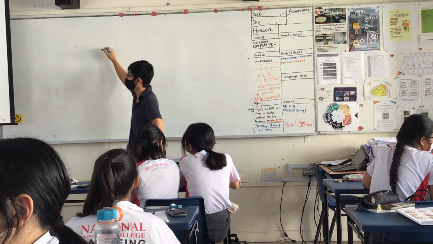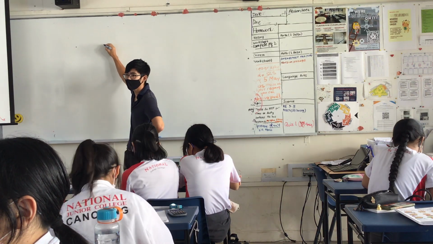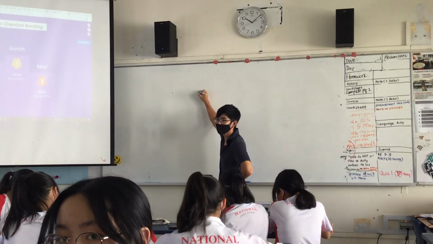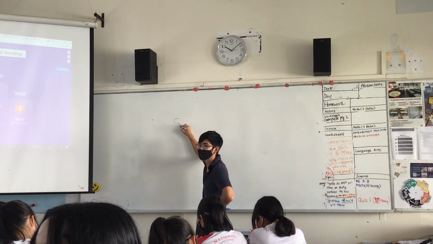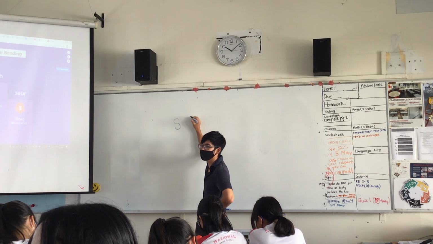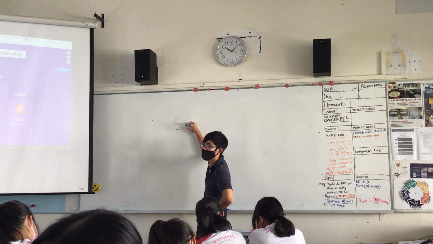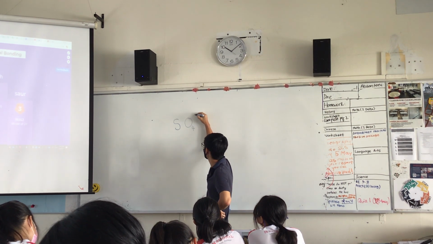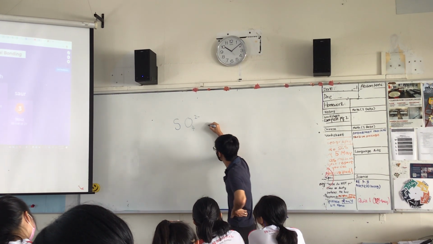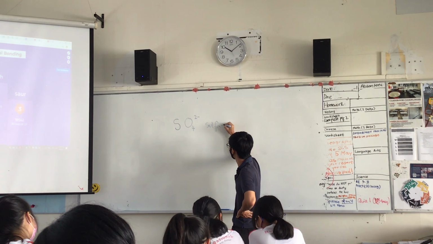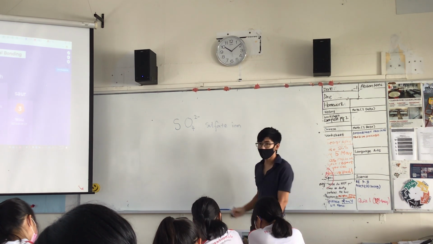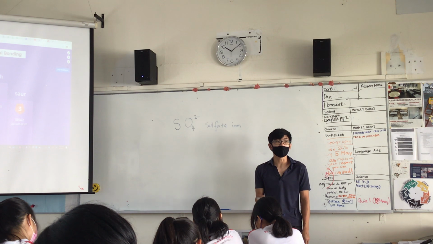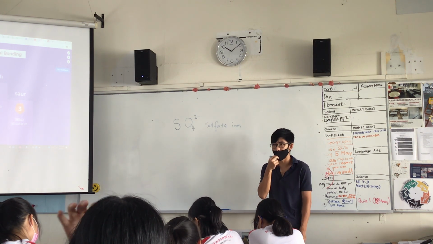Sulfide ion. So what's the formula? Sulfate. So it's SO4 2-. So this is a sulfate ion. Okay, everyone has a sulfate ion? Yes, there is a polyatomic ion. This is something new we're going to work with.